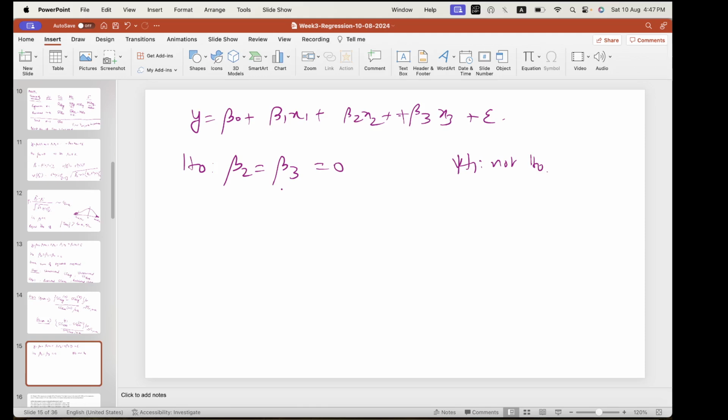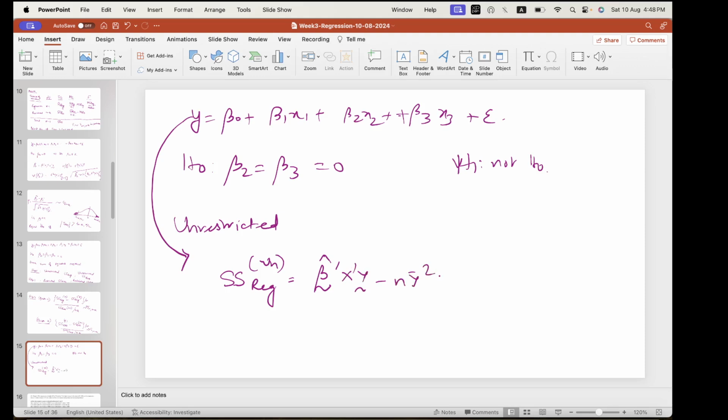Alright, so under unrestricted would be what? Unrestricted would be this entire model. Okay, so if I have to do it, then SS due to regression of this unrestricted model would be beta hat prime X prime y minus n y bar whole square.